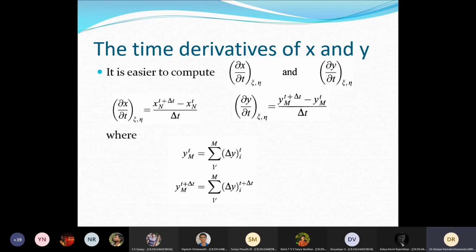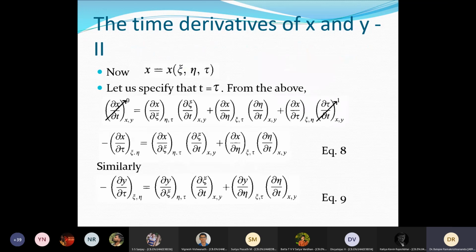So y at m also, you can sum up the Δy: ym at t and ym at t plus Δt. You can sum as before and get these values. Now these are the new values.